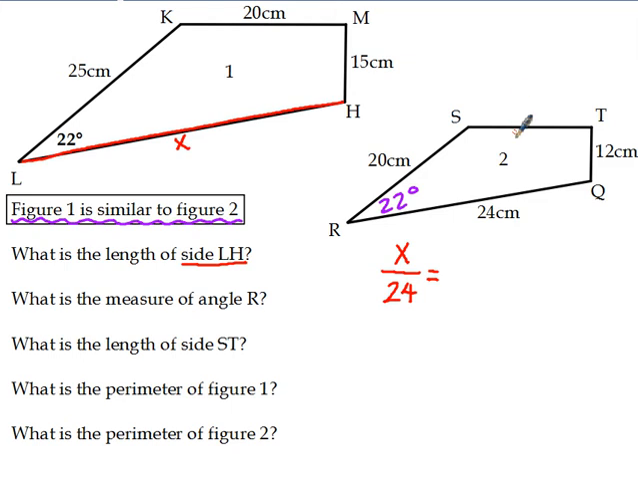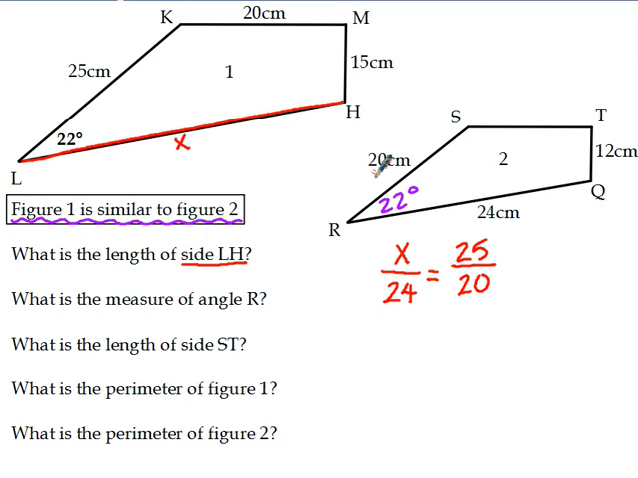I'm going to use 25 over 20. Now make sure the 25 is on top, just like x is on top. I went from figure 1 over here with x to figure 2 over here with 24, so I have to do the same thing with this fraction. So the 25 has to go on top, and the 20 has to go on the bottom. And now I'm going to cross multiply just like we did in your notes from the last section.